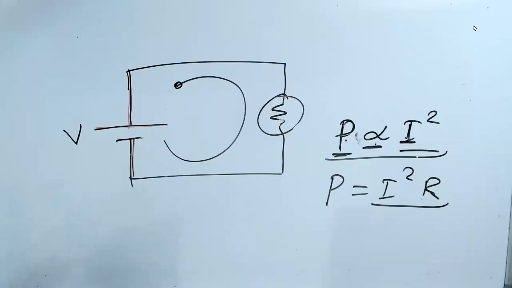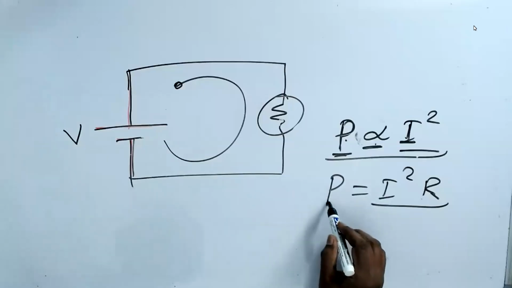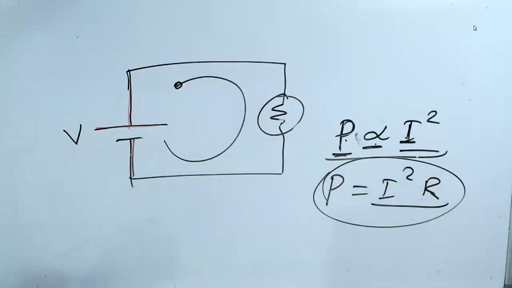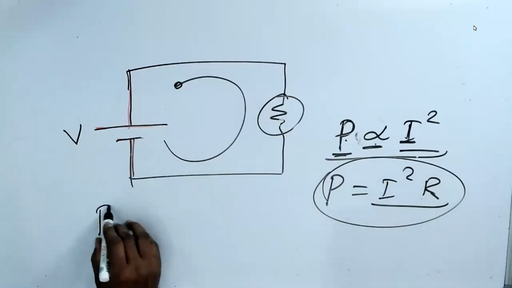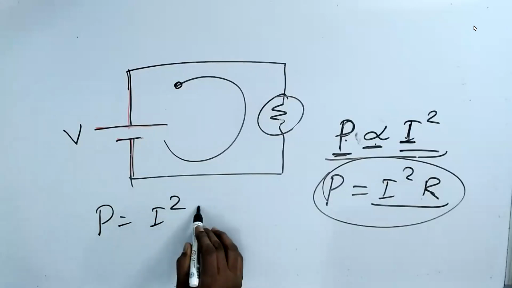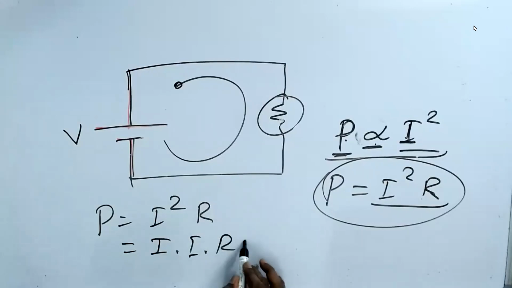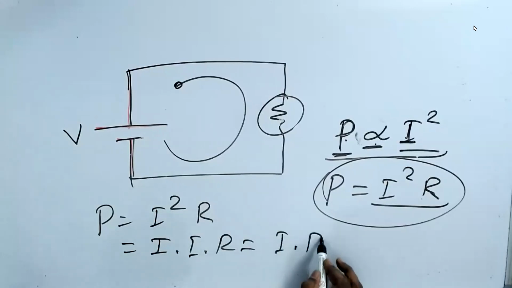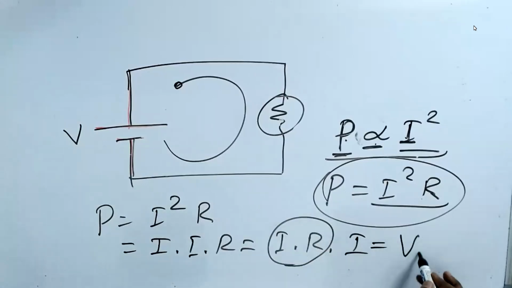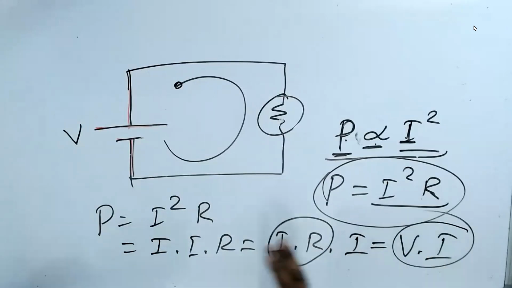But once again they got confused. Hey, how do you say I square R, man? So what they did was P is equal to I square R, equal to I into R into I. All the same. Now I into R is replaced by V, so it becomes V into I. That's why it came. But this caused a big confusion. I'll tell you later how it confuses you a lot.